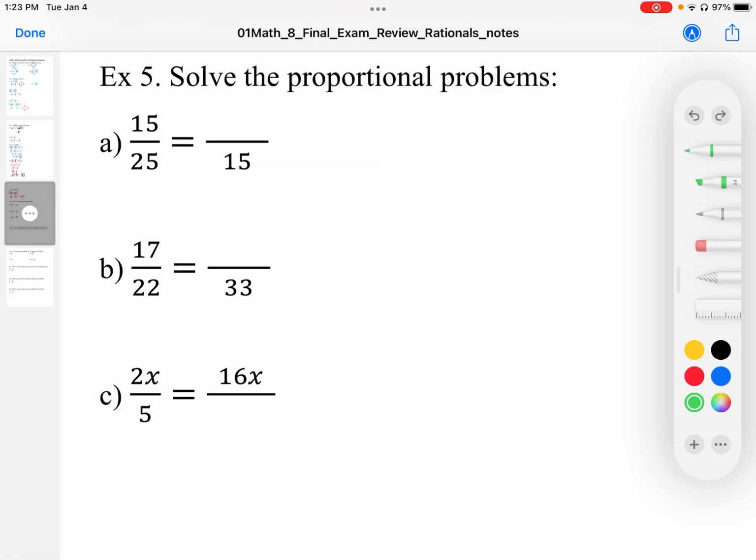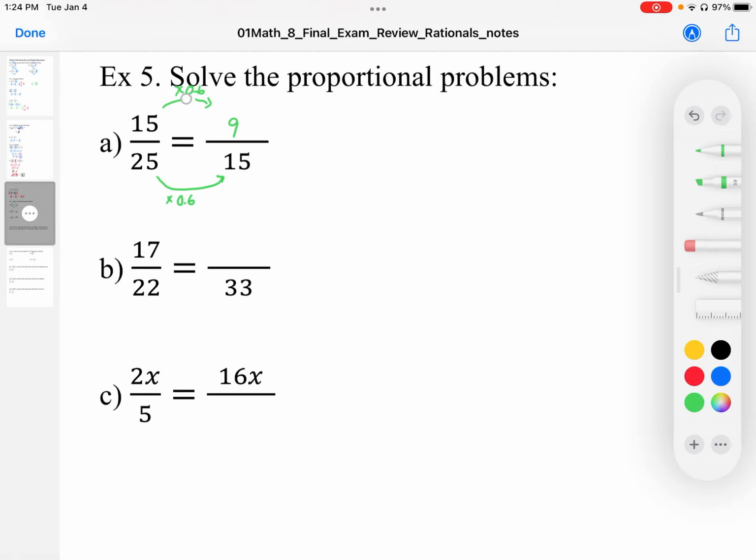So what we can also do is find one multiplier. To find one multiplier, we can just divide 15 by 25. And 15 divided by 25 gives us a decimal of 0.6. So I can use that 0.6 multiplier and multiply 15 by that same decimal multiplier, times 0.6, and that will give me 9. So 9 over 15 is equivalent to 15 over 25.